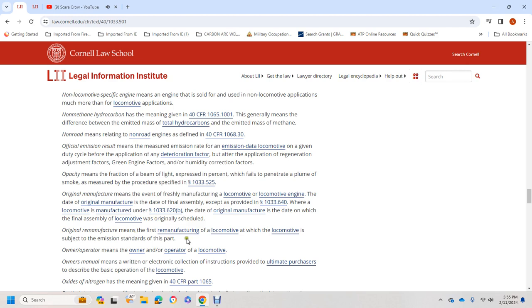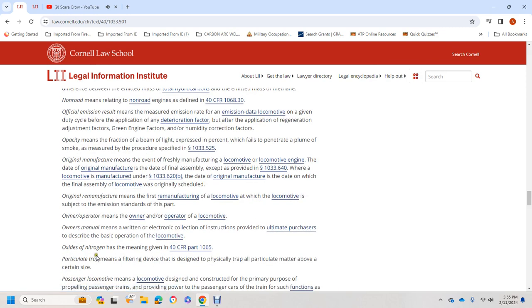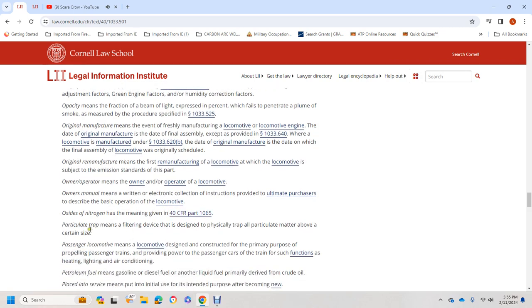Original remanufacturer means the remanufacturer of the locomotive which is the subject of the standards of this part. Owner and operator means the owner and operator of the locomotive. Owner's manual means written or electronic instructions provided to the ultimate purchaser describing the basic operation of the locomotive. Oxides of nitrogen has the meaning given in Title 40 CFR 1065. Particle trap means a filtering device designed to physically trap all particulate matter above a certain size.